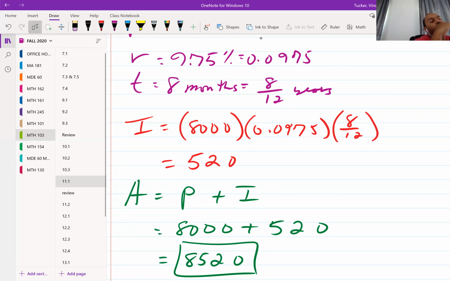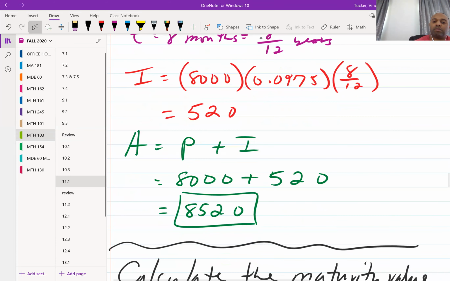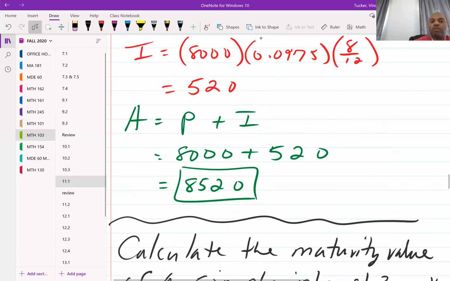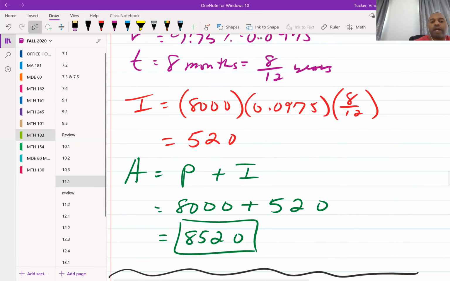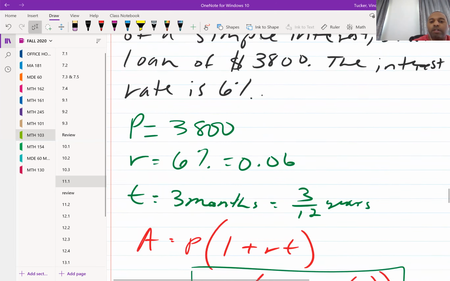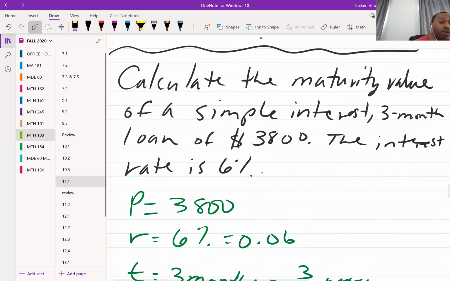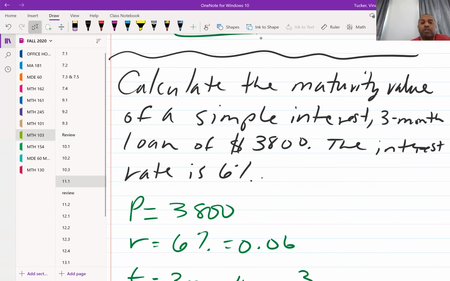All right, any questions? I found this one by first finding the interest, then adding it to the principal. The next one I'm going to do the other way, just to show you that it'll work either way. So here, calculate the maturity value of the simple interest 3-month loan of $3,800. The interest rate is 6%.